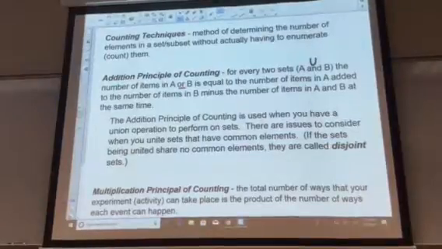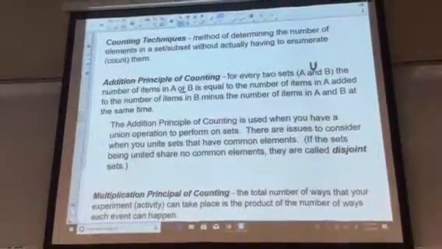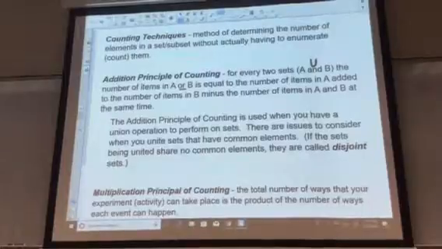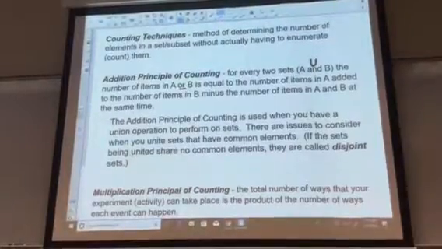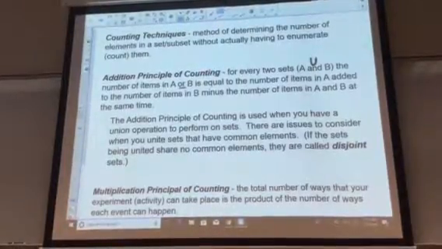Union statement. The end goal, to come up with a way to be able to count without having to make a list.